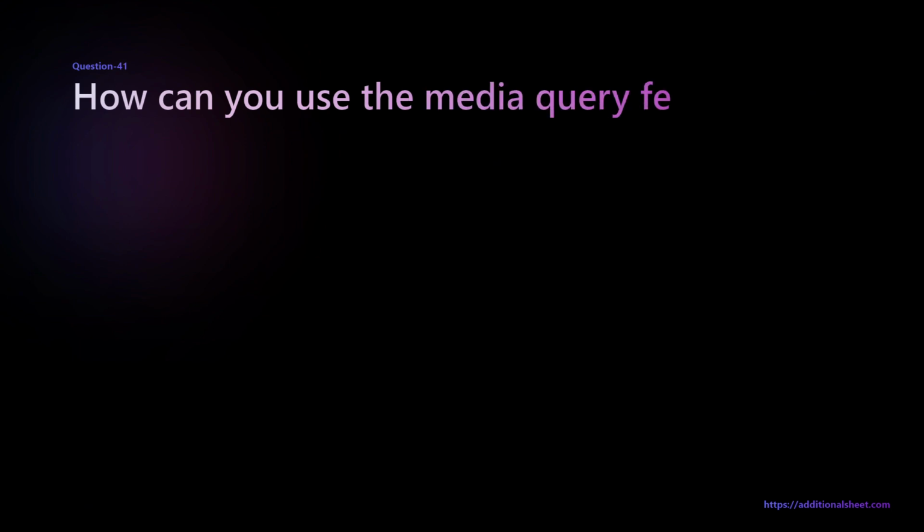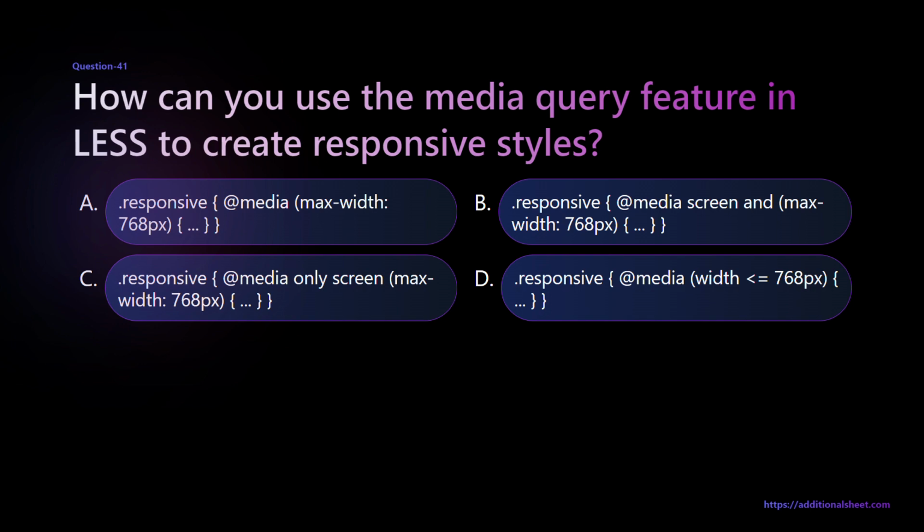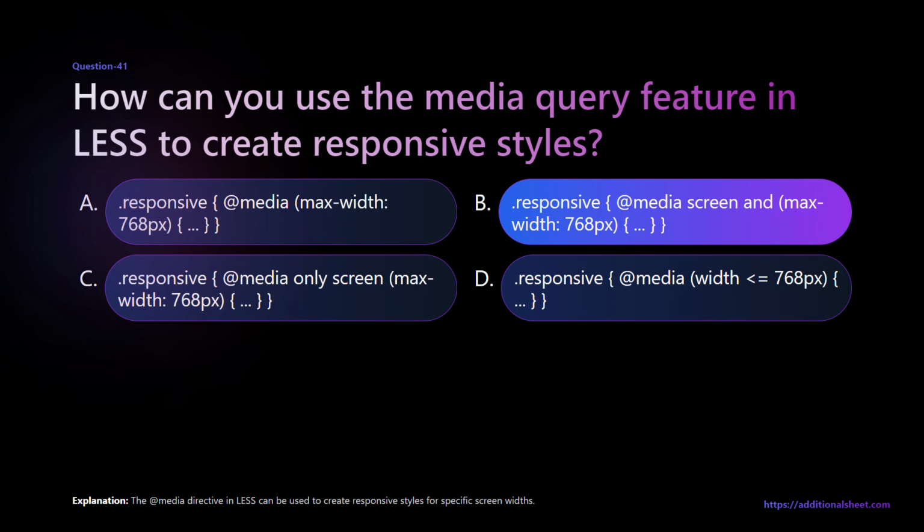How can you use the media query feature in less to create responsive styles? Option A, responsive media max width 768px. Option B, responsive media screen and max width 768px. Option C, responsive media only screen max width 768px. Option D, responsive media width 768px. The correct answer is option B, responsive media screen and max width 768px.